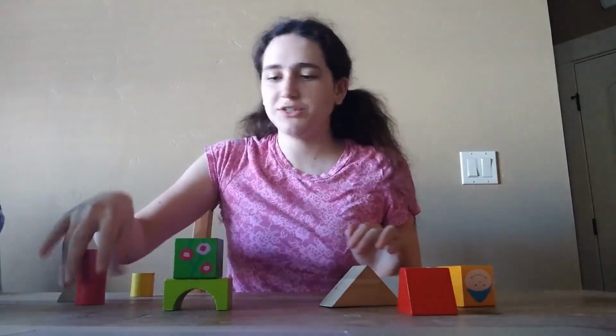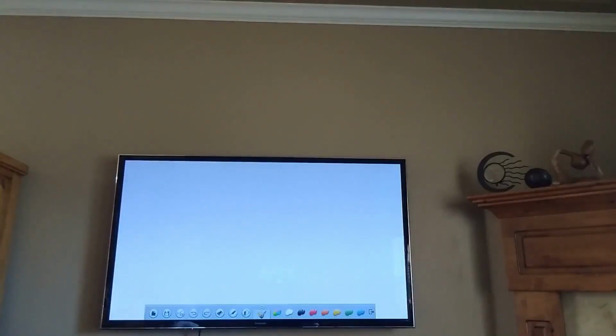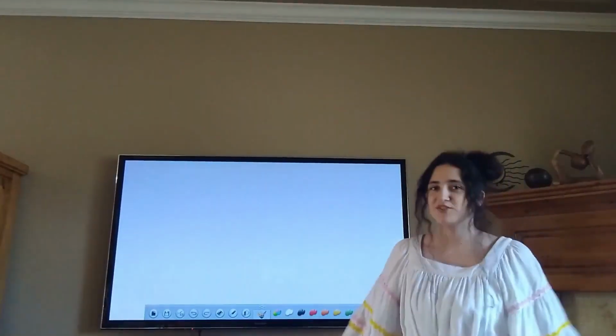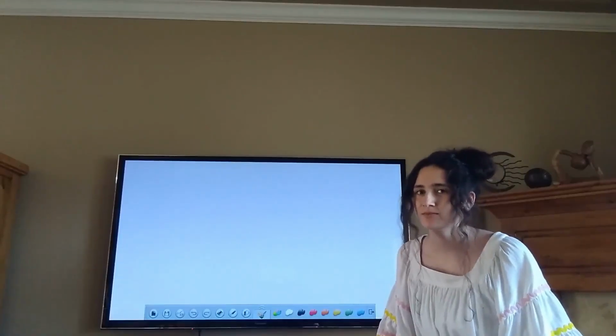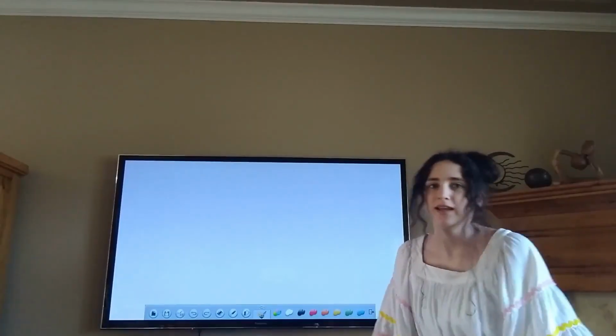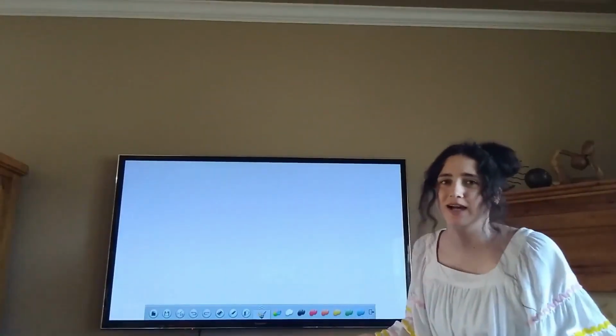Wow, I sure do love shapes. If only there were cooler shapes. Did you say cooler shapes? What? Introducing fractals, the geometry of everything. What are fractals? I'm so glad you asked.